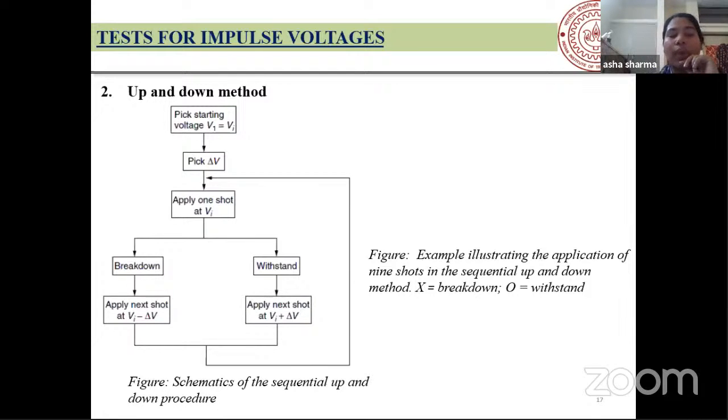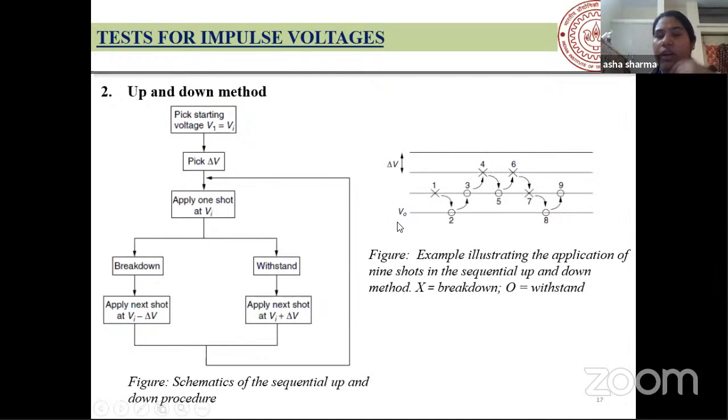So we apply Vi minus delta V. Let's say this delta V is 1 kV, so we apply 9 kV instead of 10 kV. If it sustains that voltage, then again we apply the shot for the next Vi. But if after applying Vi it withstands that voltage, that is 10 kV, then we apply Vi plus delta V, meaning 10 plus 1, 11 kV. And the same procedure is followed. There is one more thing: this up and down method is used for insulation which has a self-restoring capability.